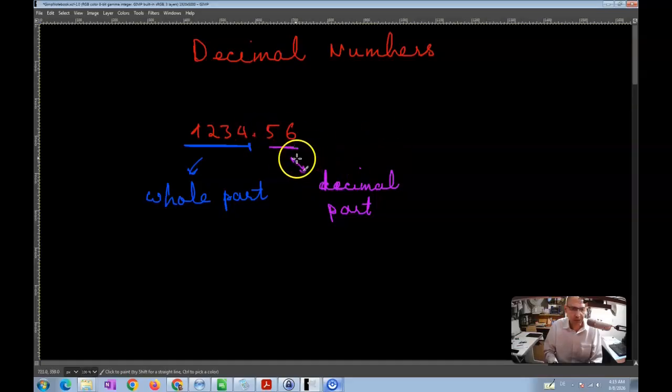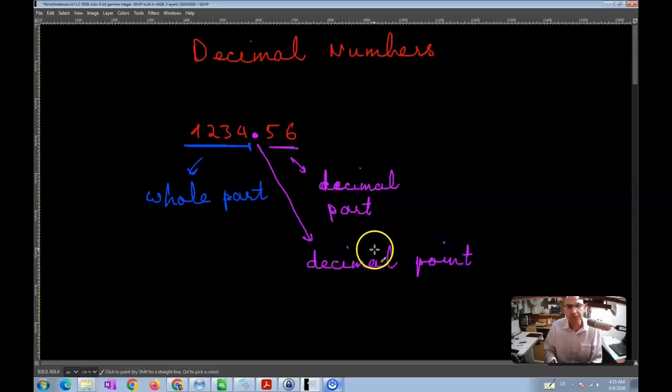And this point that we use over here, which separates the decimal part from the whole part, is called the decimal point. Right? This is called the decimal point. So that's essentially a decimal number.